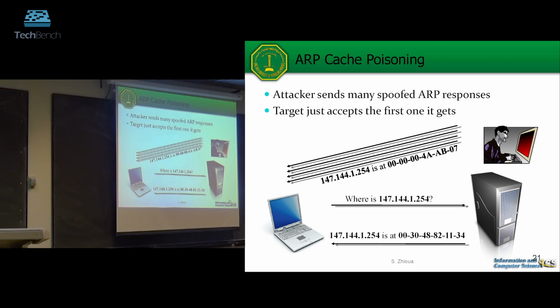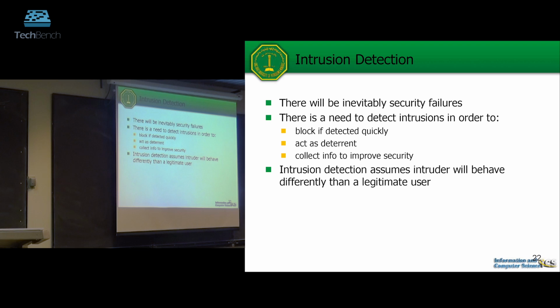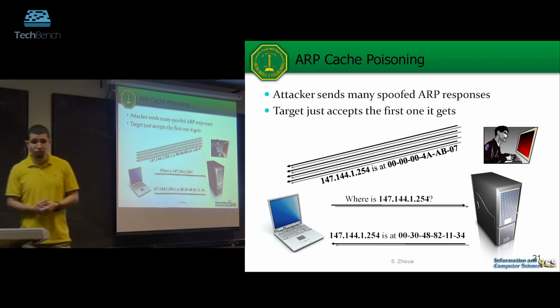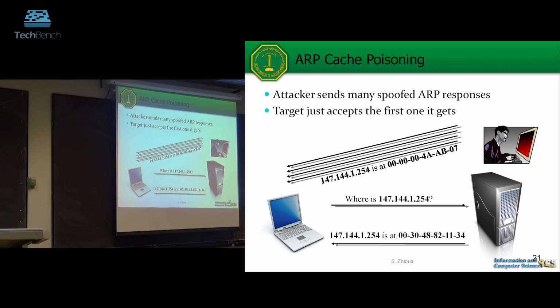So before we go to intrusion detection, last time I showed you a simple attack of denial of service. Today we will see two other attacks, which are ARP poisoning or ARP cache poisoning and DNS poisoning.